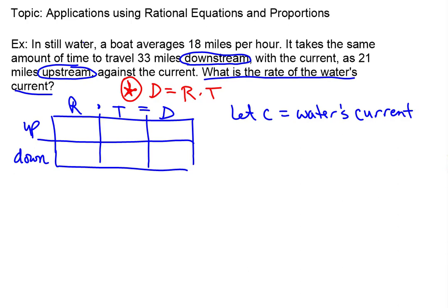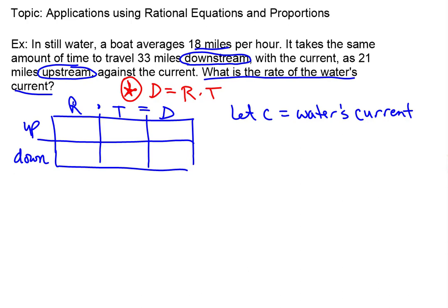Notice that we're given in the first sentence of this problem that in still water, in other words, if you ignore the current, then the boat averages 18 miles per hour. Okay, so if there was no current, that would be the rate up and downstream. Of course, there is a current which affects the rate of the boat, right?